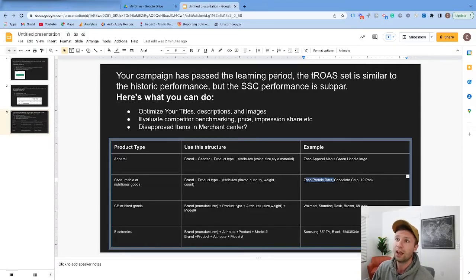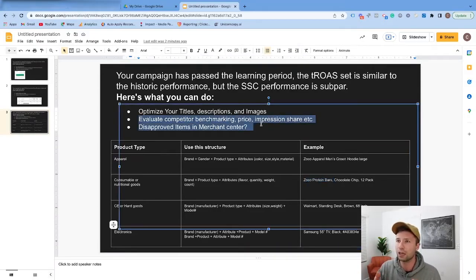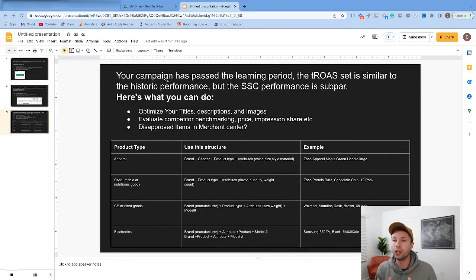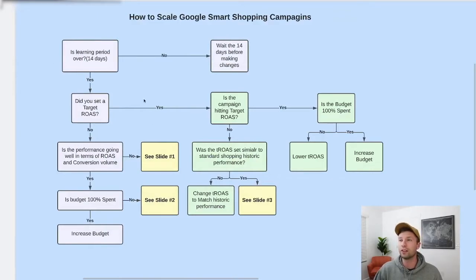The next two bullet points we already basically covered, which were to evaluate your competitor benchmarking, price, impression share, etc., and then make sure that you have no disapproved items inside of Merchant Center. And there you have it, a guide or step-by-step instructions on how you can optimize and scale your Google Shopping campaigns. Take a screenshot of this or do whatever you need to walk through the scenario, figure out what bucket you fall into, and then go back to the slides to figure out what optimizations you can make inside of your Google Shopping campaign.